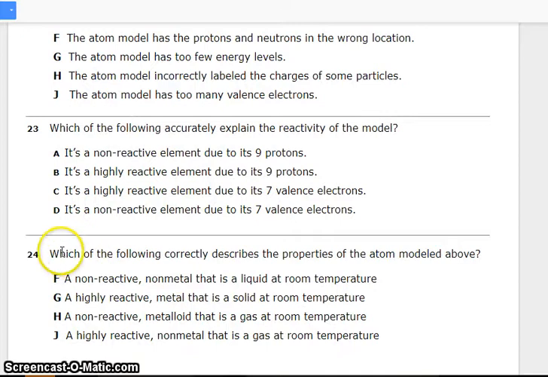24. Which of the following correctly describes the properties of the atom model above? F, a non-reactive nonmetal that is liquid at room temperature. G, a highly reactive metal that is solid at room temperature. H, a non-reactive metalloid that is a gas at room temperature. Or J, a highly reactive nonmetal that is a gas at room temperature.